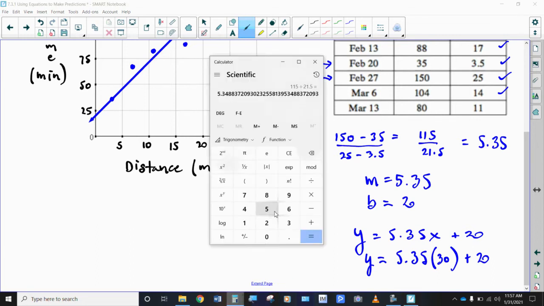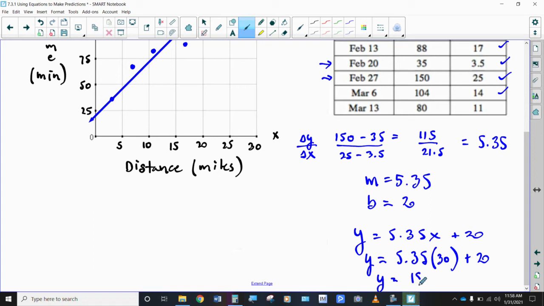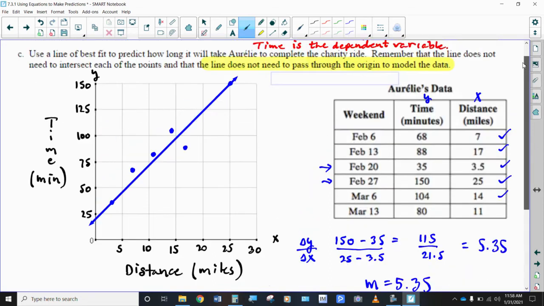So let's take 30. Now let's take this number. I'll just leave it like that because that's not rounded off, right? That's exact. So I'm going to multiply that times 30. That gives me 160, and 160 plus 20 gives me 180. So does it appear as if it's going to be pretty close to 180 minutes, which is about 3 hours? I think that's pretty close.